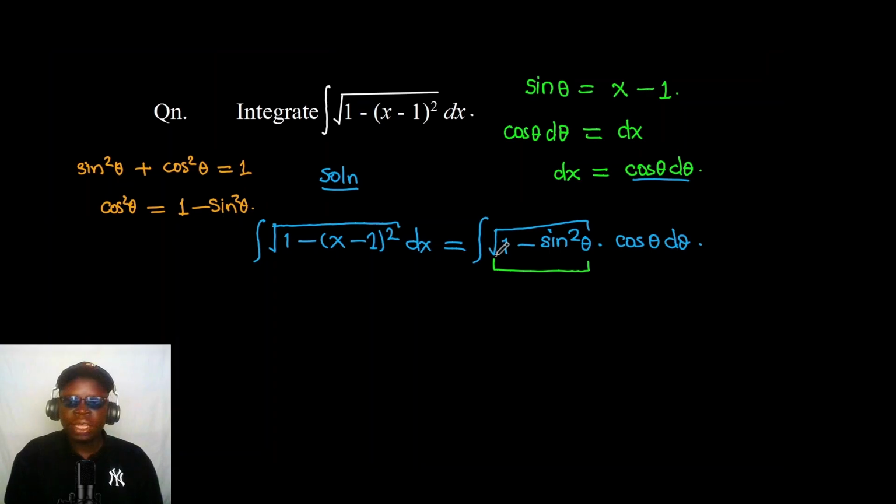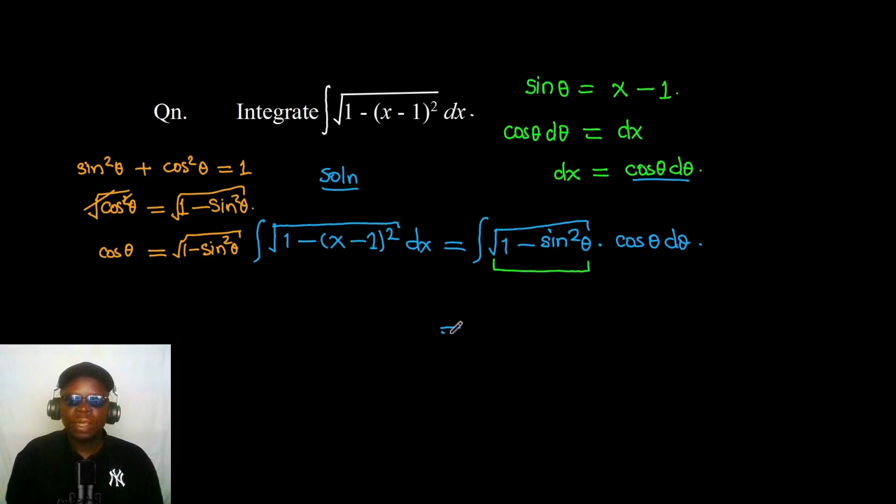But remember, we still have the square root. Now for us to get this square root, we take the square root on both sides. So this square will cancel with the square root, and cos theta is now equal to square root of 1 minus sine square theta. Now you can see here, this is exactly what we've gotten.